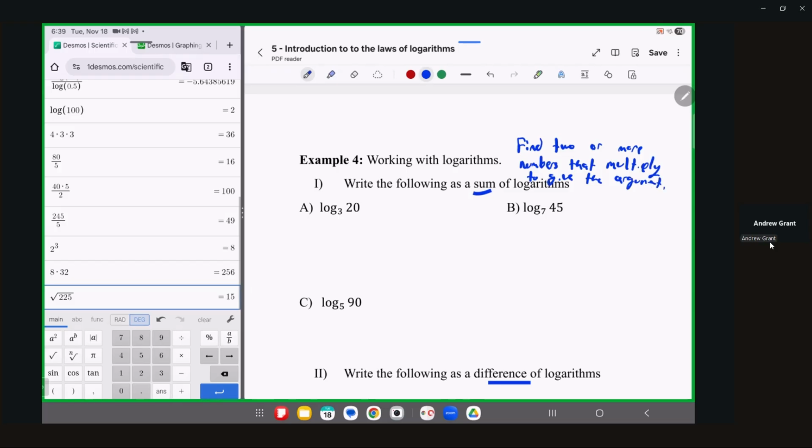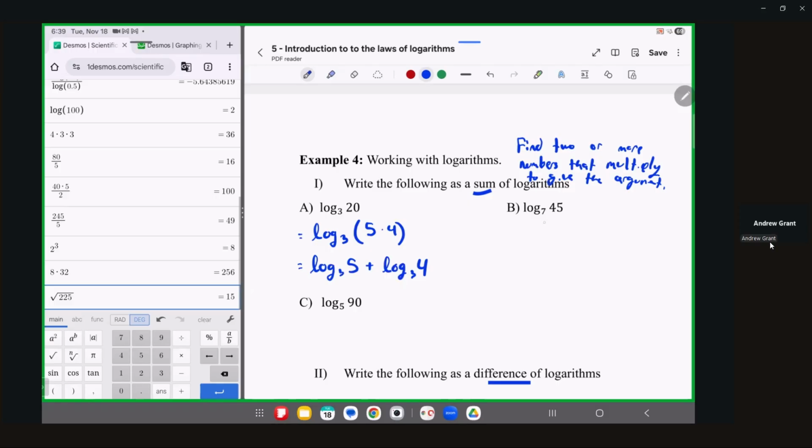Okay, so what 2 numbers multiply to make 20? 5 and 4. So we can break this up as log base 3 of 5 times 4, which becomes log base 3 of 5 plus log base 3 of 4. So we just want to be able to work backwards.